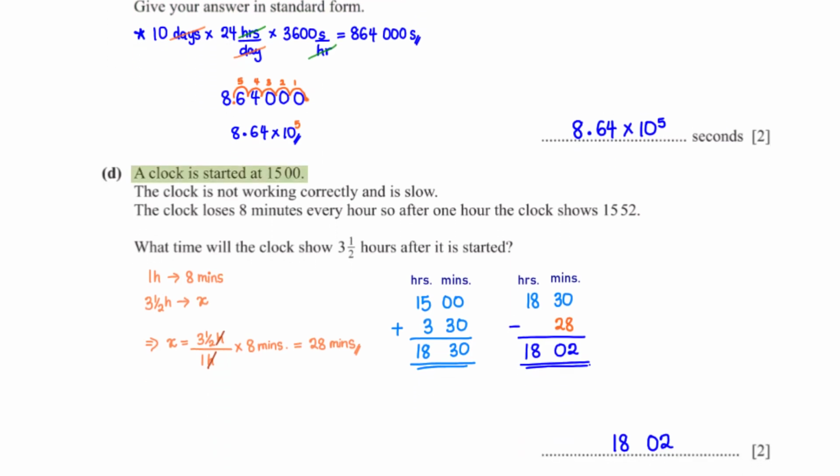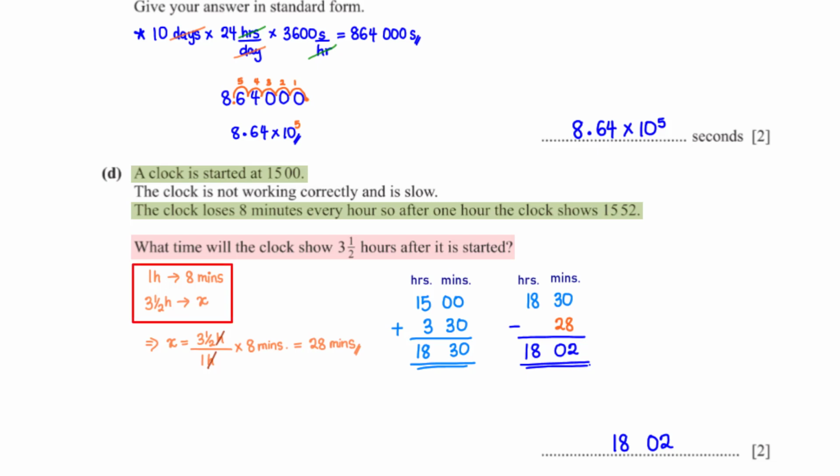A clock is started at 15 o'clock. The clock is not working correctly and is slow. The clock loses 8 minutes every hour. So after 1 hour, the clock shows 15:52. What time will the clock show 3.5 hours after it started?